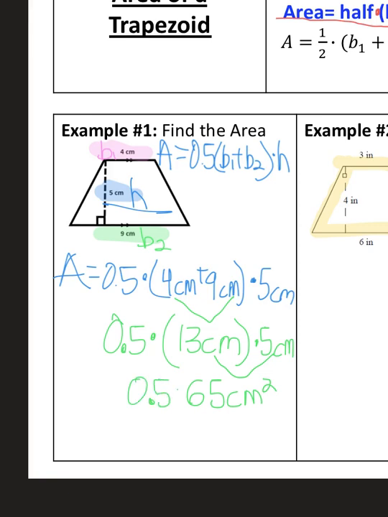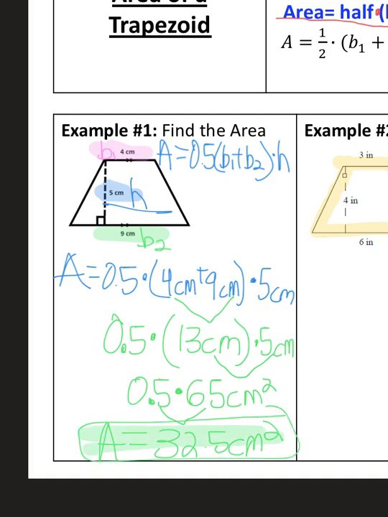And then don't forget to bring your 0.5 down. The last thing we need to do is throw this in your calculator. What's 0.5 times 65 centimeters squared? That will give you area equals 32.5 centimeters squared. All right, so there's the answer to example 1.